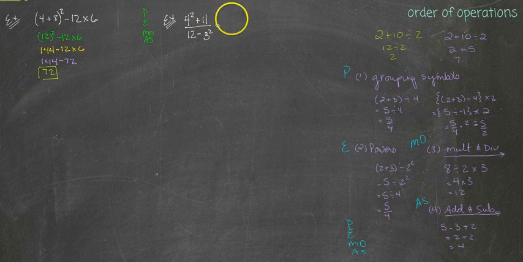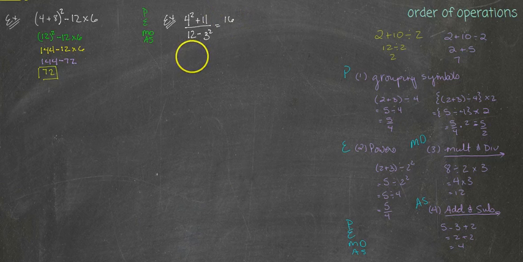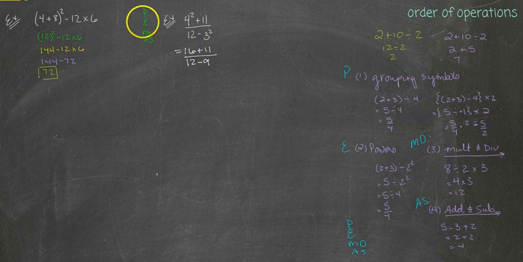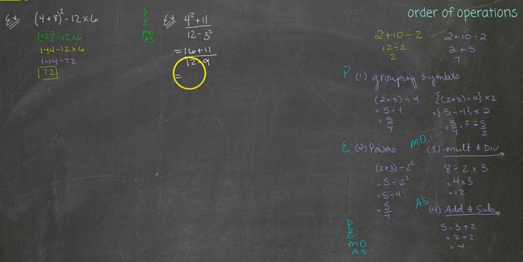So 4 squared is 16, and I'm going to bring everything else down. Well, maybe I should work down the page if I'm going to use the terminology down. 4 squared is 16 plus 11 in the numerator, and then 12 minus, well, 3 squared is 9. So I did all of my exponents. Now I have no multiplication or division. Well, I have division, but I can't really do division because I haven't finished the grouping part, right? The numerator is grouped with, the denominator is grouped with.